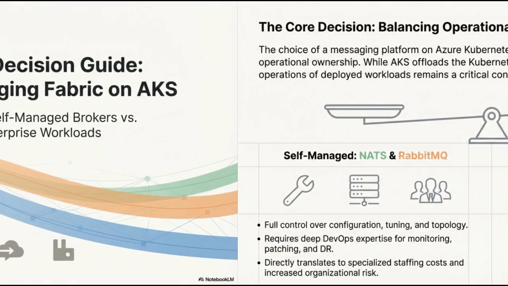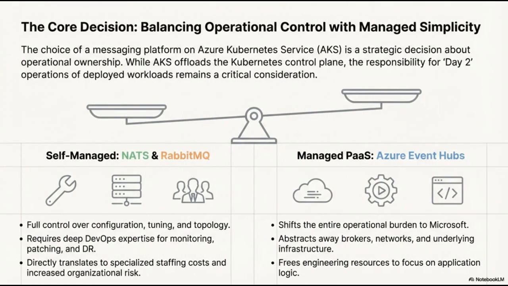Let's begin. The core decision when choosing a messaging platform on Azure Kubernetes Service centers on balancing operational control against managed simplicity. While AKS simplifies the management of the Kubernetes control plane, teams must still decide who takes ownership of day 2 operations for their messaging workloads. This is a strategic decision regarding operational ownership.